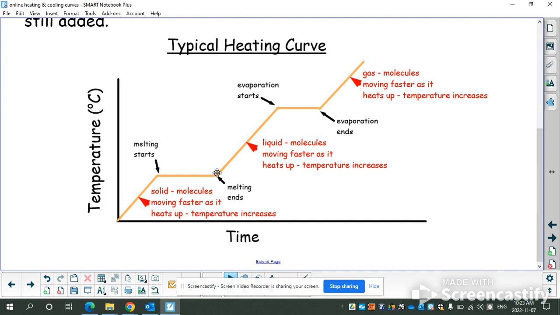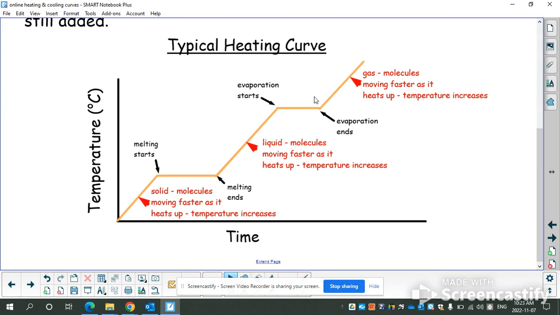Then, once it's all melted, melting has ended, you keep heating it, that will actually start changing the temperature again. As it heats up, the temperature will increase because those molecules are moving faster and faster, and that is what temperature measures, the speed of the molecules, until we hit the evaporation point. If this was water, this would happen at 100 degrees. Again, during that actual evaporation, the temperature doesn't change very much.